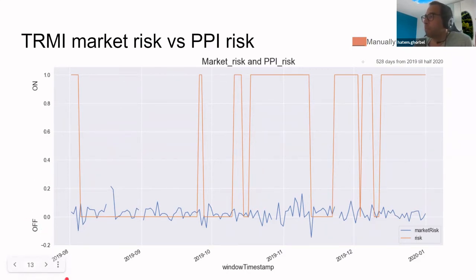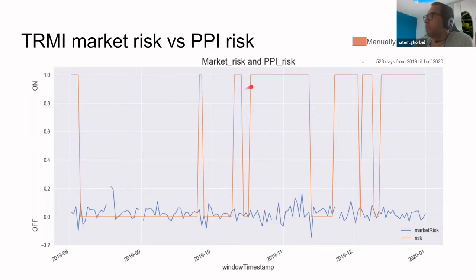So we have taken this period of 528 days, and we conducted manual annotations day by day. Then our aim is to produce a model that is capable of learning from this period, and then to classify or even to predict one day, 2 days, 3 days or five days in the future the right market risk.